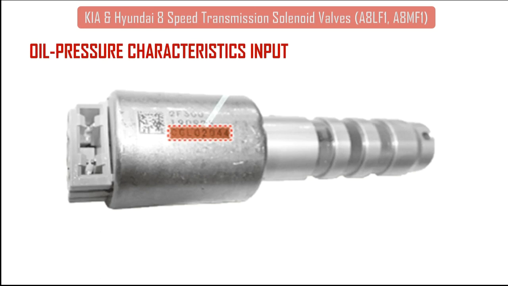As I said earlier, on some of these solenoid valves there is a number on the solenoid that you need to record before installing it. So when you replace any of these solenoids, you need to find this number, take a photo or write it down somewhere. Later on, you need to insert this number in the scan tool. You are actually registering this number for the TCM, the transmission control module. There is a procedure in Kia and Hyundai for this kind of transmission that we call oil pressure characteristics input. So you are registering these solenoid valves to the TCM.